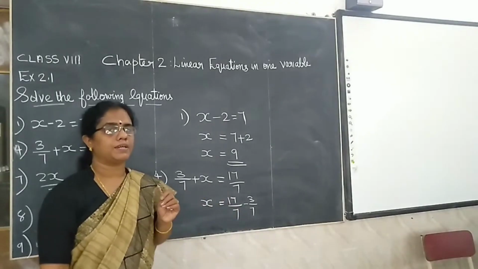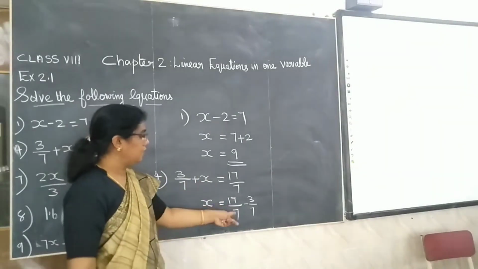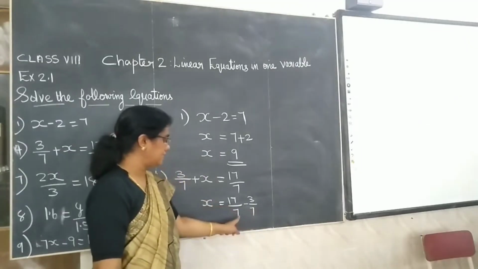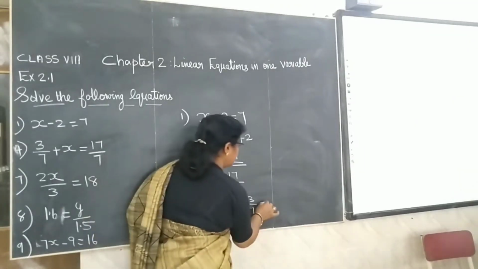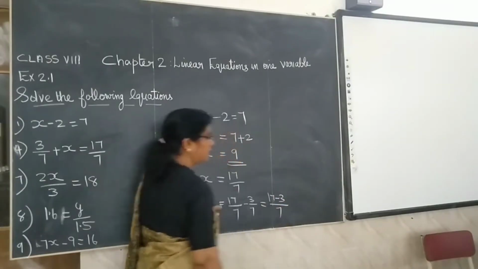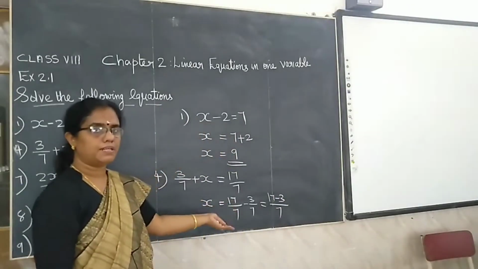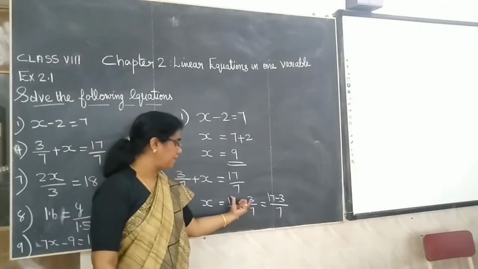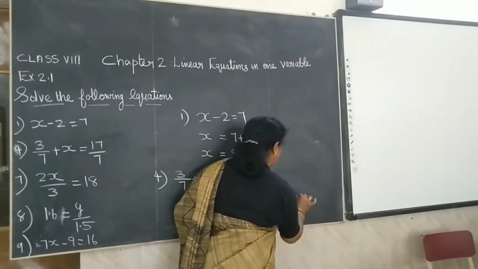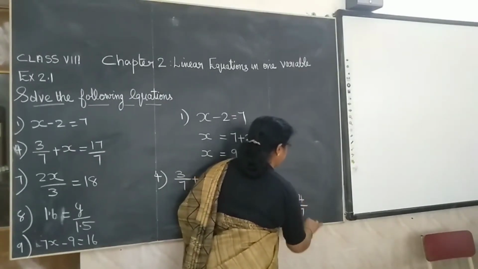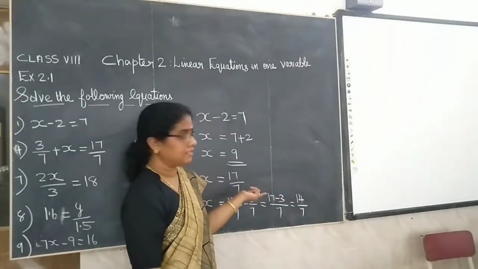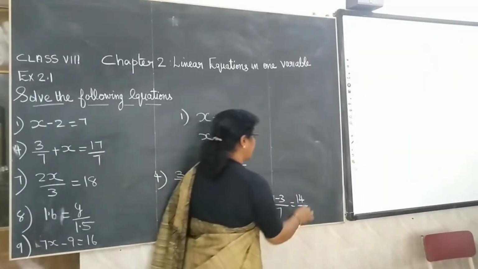Now here, subtraction of two fractions. When we are doing the subtraction of two fractions, the denominator should be the same. Here in both cases the denominator is 7, so we can simply subtract the numerators. That is 17 minus 3 divided by 7, because the denominator is the same. Therefore this becomes 14 divided by 7, and when we divide 14 by 7, the answer is 2.